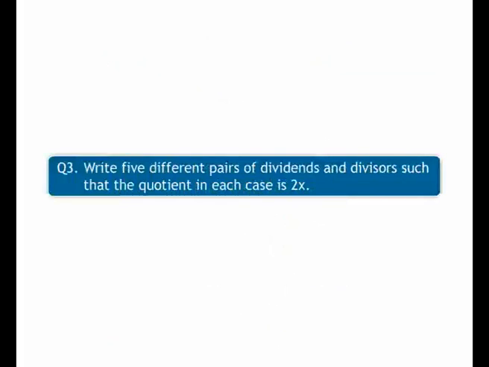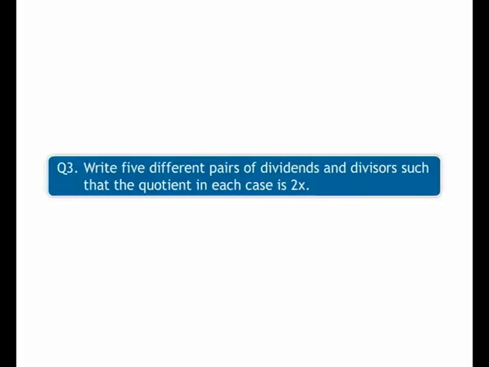Now let's solve question 3. Write 5 different pairs of dividends and divisors such that the quotient in each case is 2x. As the degree of 2x is equal to 1, we have to find such dividends whose degree is 2 or more than 2, a whole number.